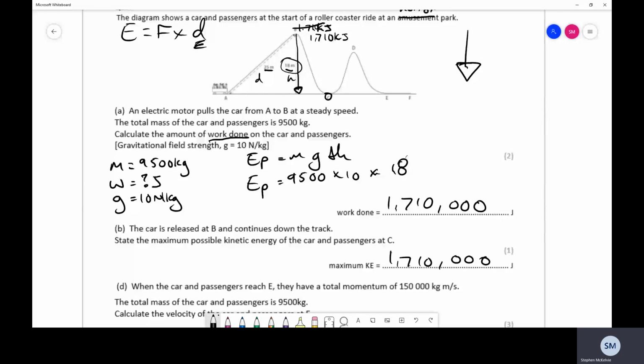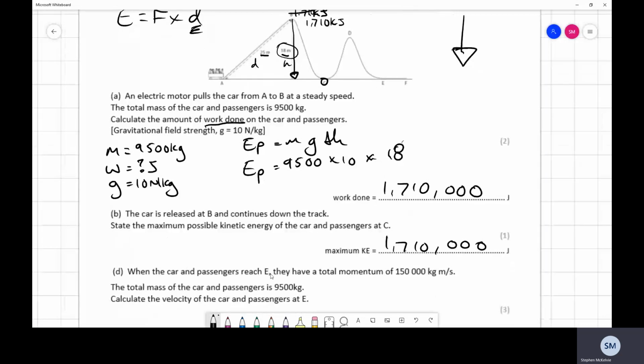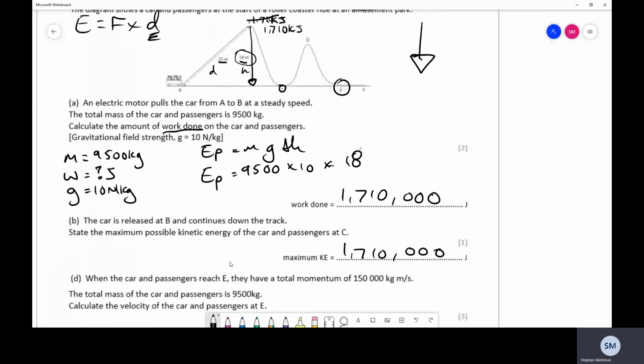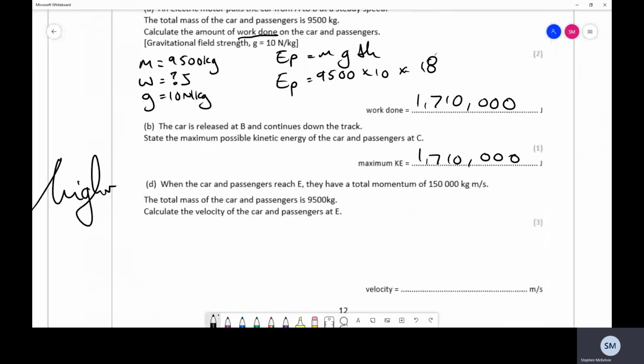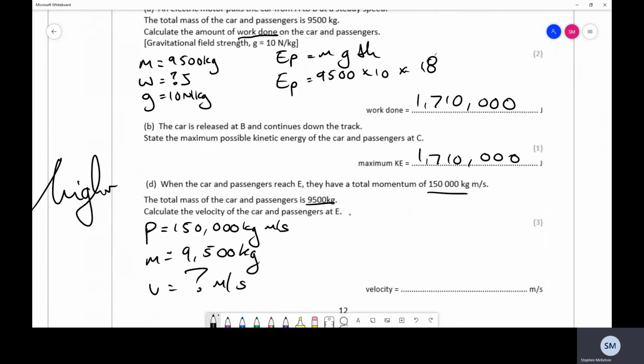Hopefully, you've seen this a lot of times. When the car and passengers reach E, they have a total momentum of 150,000 kilograms meters per second. And E is this little bit right here. The total mass of the car and the passengers is 9,500 kilograms. Calculate the velocity of the car. Please remember this is higher, but by now you should be able to figure out what it is because you have seen me do this question quite a few times. Kilogram meters per second, that is the momentum. The mass of the car is equal to 9,500 kilograms. Calculate the velocity of the car in meters per second.